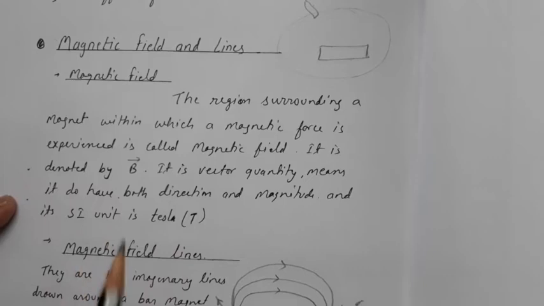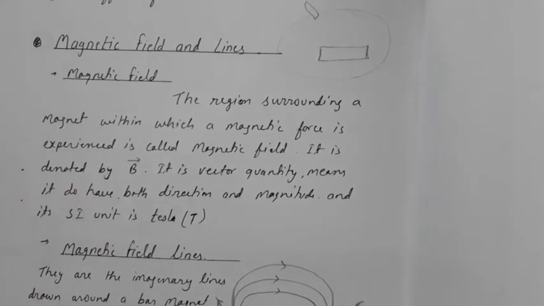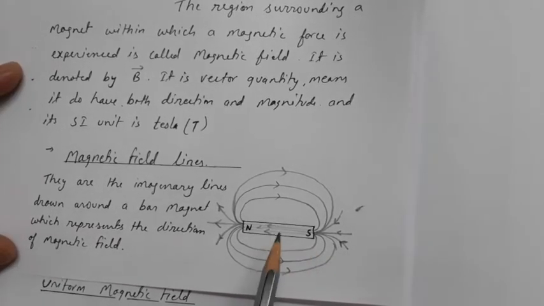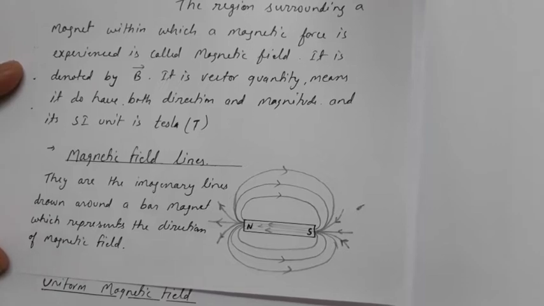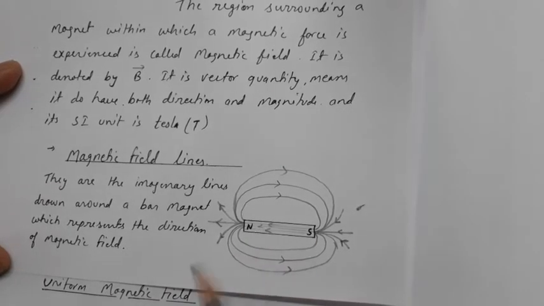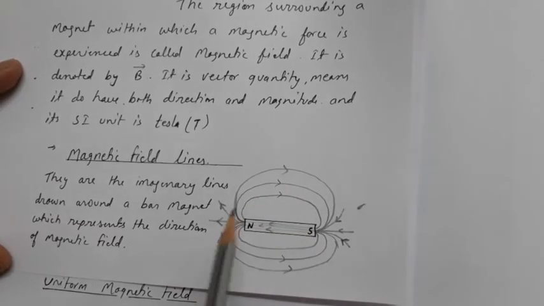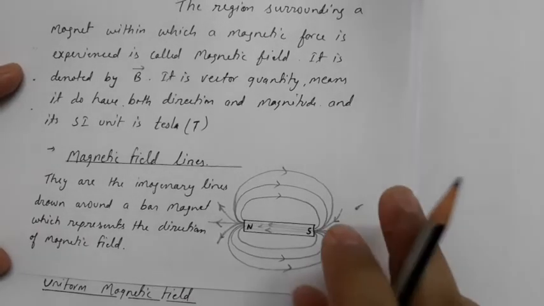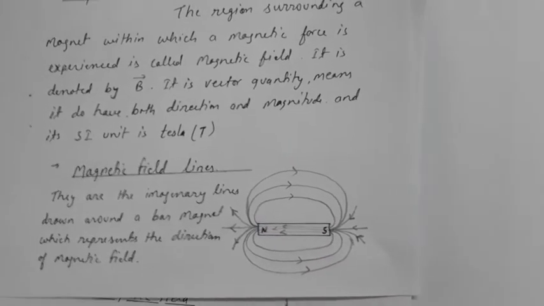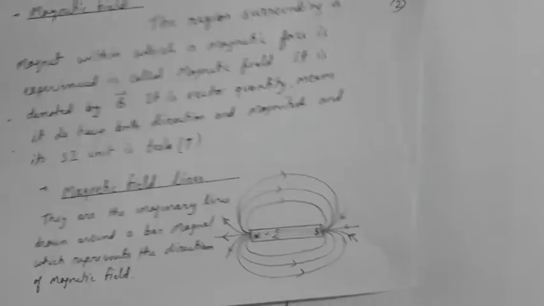Now next is magnetic field lines. This is also a very important point. Magnetic field lines are imaginary lines. They are the imaginary lines drawn around a magnet which show the direction of the magnetic field. मतलब ये सारी rays हैं, these are the imaginary lines drawn around a bar magnet which show the direction of the magnetic field at any point. So this is all about the magnetic field lines. Now there are some properties of the magnetic field lines which are very important to understand.